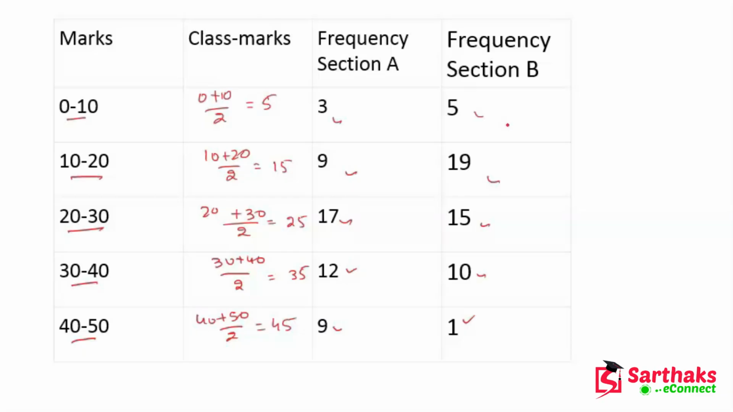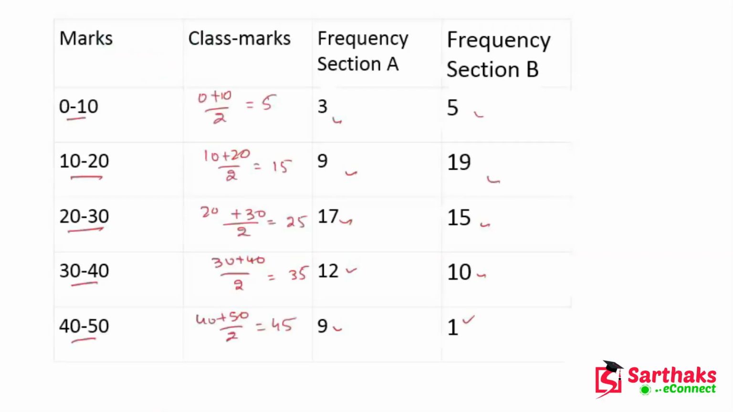It means we have to find the starting point and the ending point in the graph. How can we find it? Here you can see that we know the difference is equal. Now here, the difference between the class marks is what?